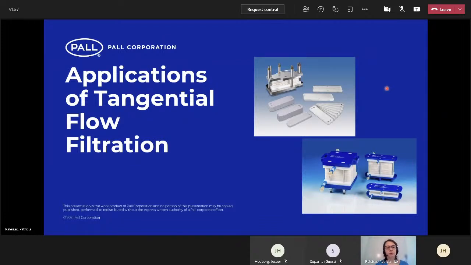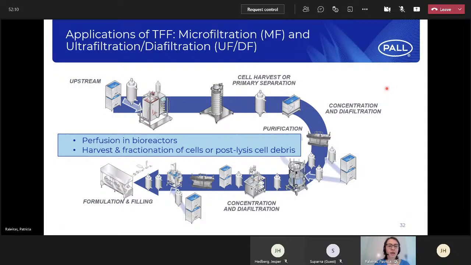So now I would like to talk a little bit about applications of tangential flow filtration. And tangential flow filtration is, I don't know about you, but for me, it's something that's a bit of a mouthful. So we usually abbreviate it to TFF. And TFF, you could broadly divide in 2 main types of application, which is microfiltration and ultrafiltration diafiltration. And microfiltration, you find it more as perfusion for perfusion bioreactors, or as a method to separate cells or post-lysis cell debris from your product.